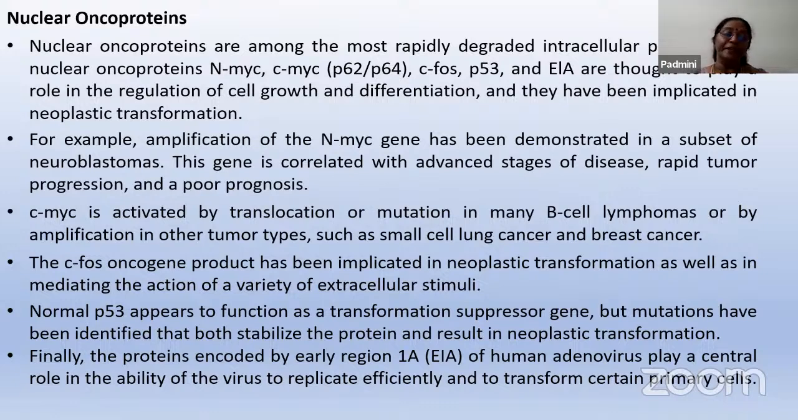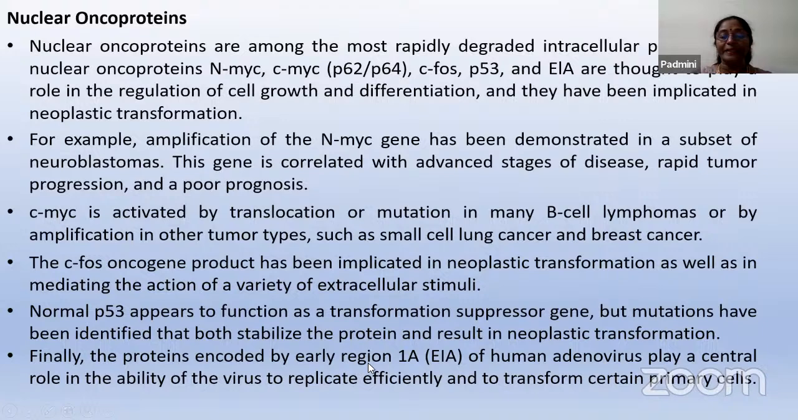Then normal P53 appears to function as a transformation suppressor gene, but mutations have been identified that stabilize the protein and result in neoplastic transformation. We are going to talk a lot about P53 over here, and also RB cells, because they are going to ask that from an examination point of view. So when you're talking about nuclear oncoproteins, you're going to talk about all of these: N-MYC, C-MYC, C-FOS, P53, and E1A. Now, what is E1A over here?